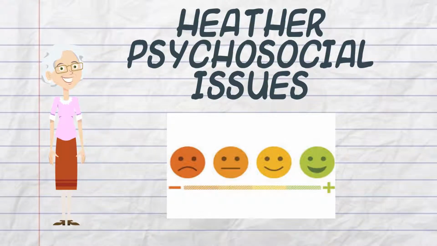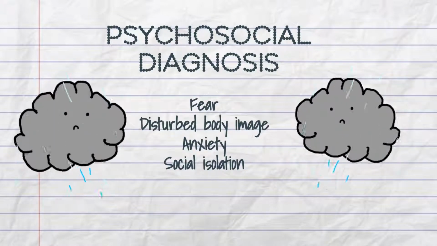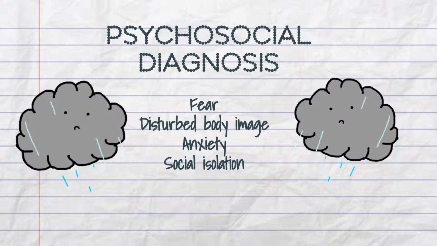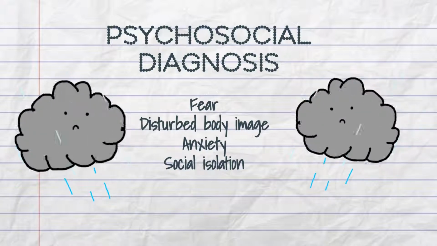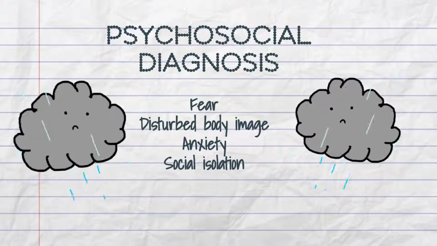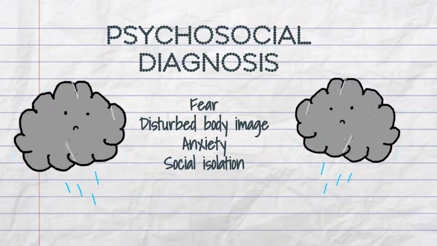Hey everyone, Heather here with some information regarding psychosocial issues for our patients with pacemakers. As healthcare providers, it's essential for us to be knowledgeable on how to educate our patients as well as provide emotional support to them in times of need. So let's get started. Some diagnoses for patients who are going to or have pacemakers are fear, disturbed body image, anxiety, and social isolation. Having a pacemaker placed can be very daunting and intimidating, so it's important that we assess these patients for any signs of psychosocial problems.